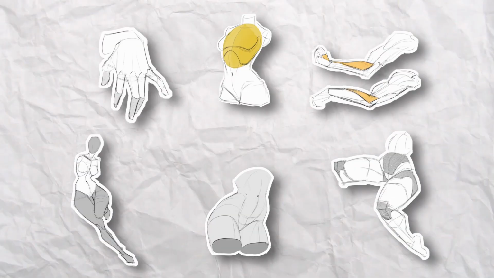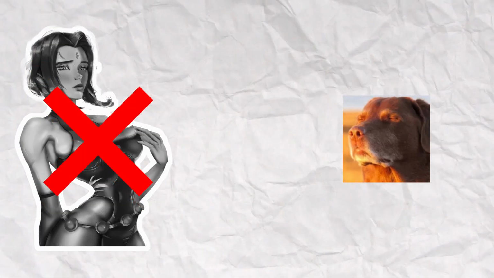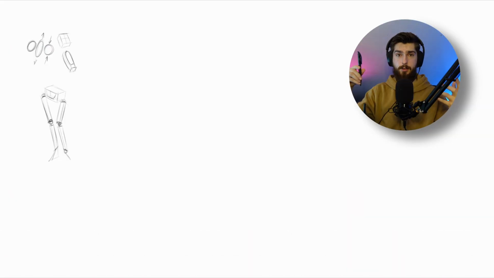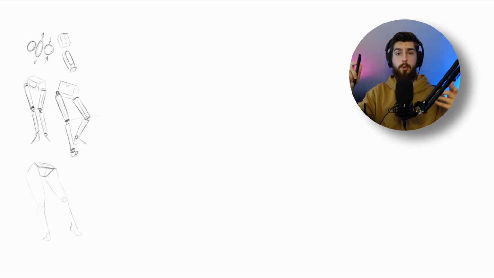If you're struggling with drawing anatomy, it's because you're doing one of these mistakes. Let me show you how to avoid them and improve your anatomy drawings faster. The first mistake is focusing too much on the details in the beginning of the drawing. It will overwhelm you really quick and mess up your proportions, shapes, and overall read for your whole drawing.